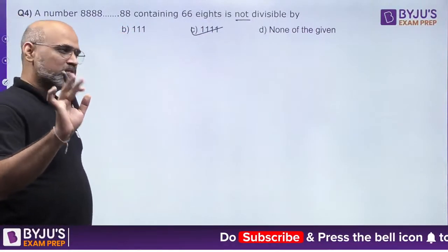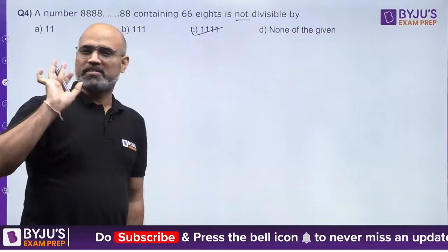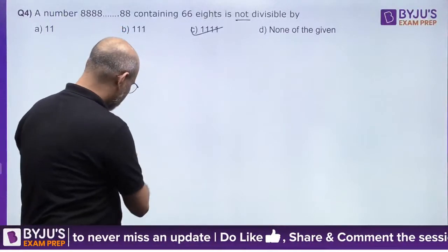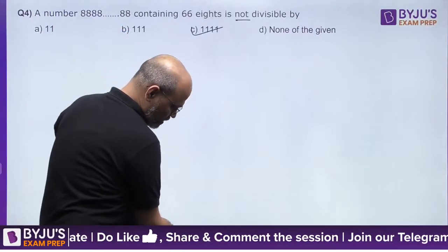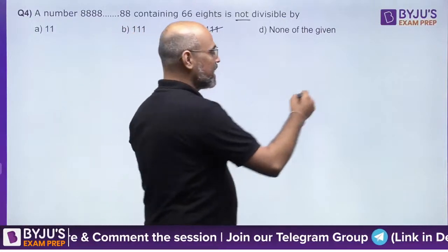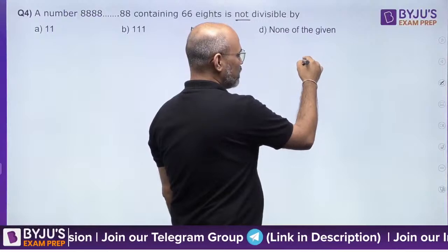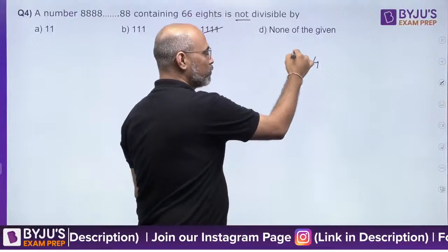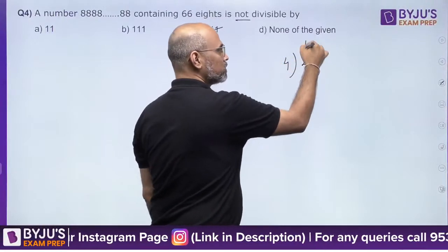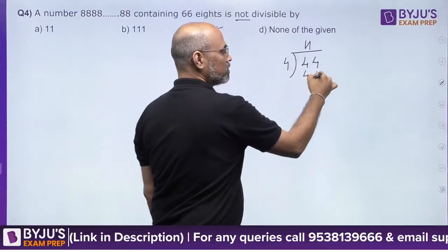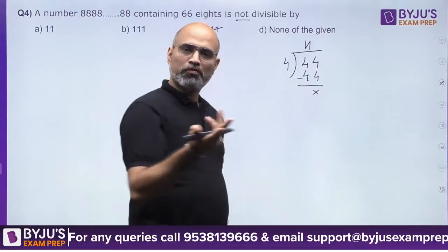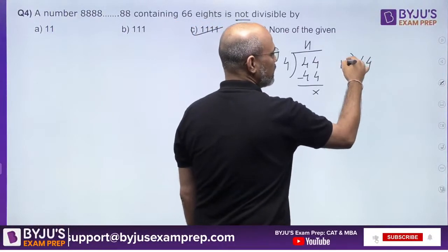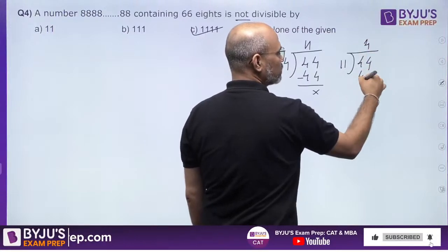So see, it's a very simple thing. It's a common sense thing. Okay. I'll start with an example. Okay. So suppose if I say that I have a number 44. So can I say this number 44 is divisible by 4? It will go 11 times. So 44 is divisible by 4. Okay, can I also say that 44 is divisible by 11? It will go 4 times.